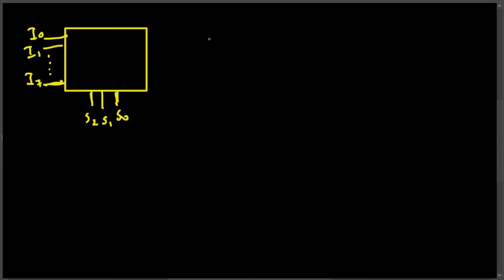And then the output will be always 1. Now here you can see we have 3 select lines, 8 inputs and 1 output. This is an 8x1 multiplexer. How can we get the same thing by using two 4x1 multiplexers and a 2x1 multiplexer? Now let's look at that.